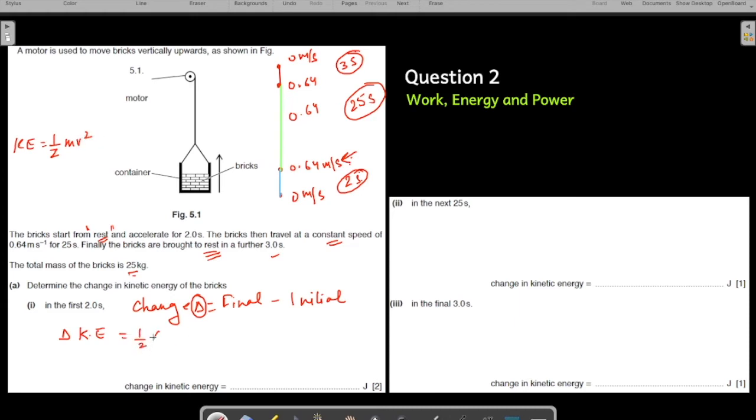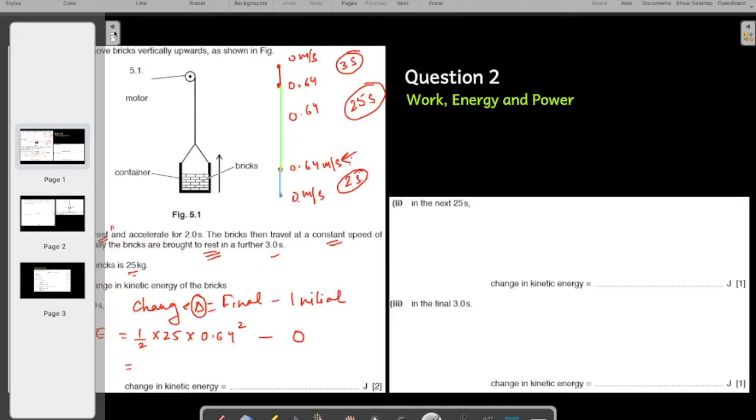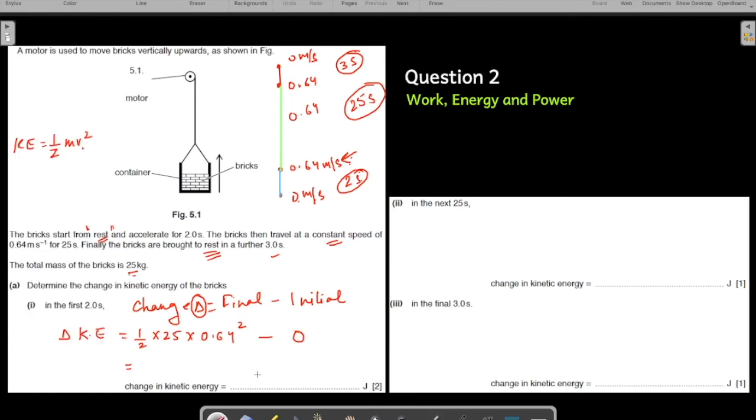So half times the mass, which is 25, times the final velocity 0.64 squared, minus the initial kinetic energy, which is 0 because the initial velocity is 0. Now you'll have to take out your calculators, work this out and see if you are getting the correct answer by tallying with the mark scheme. I'll show you the mark scheme now. See, they have done exactly the same thing. You should be getting 5.12 on your calculators. 5.12. Alright, so this was easy.